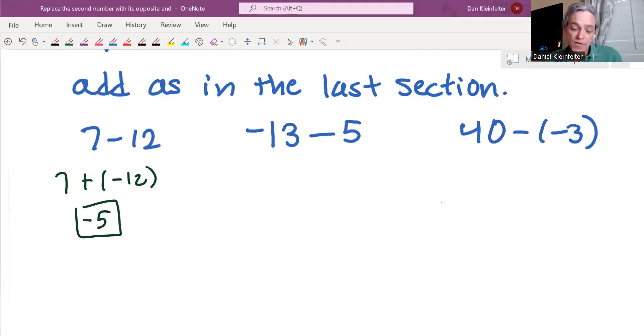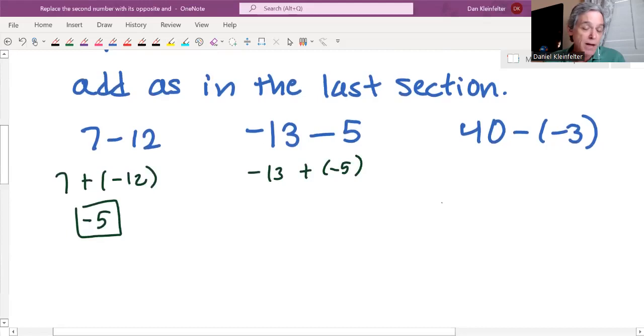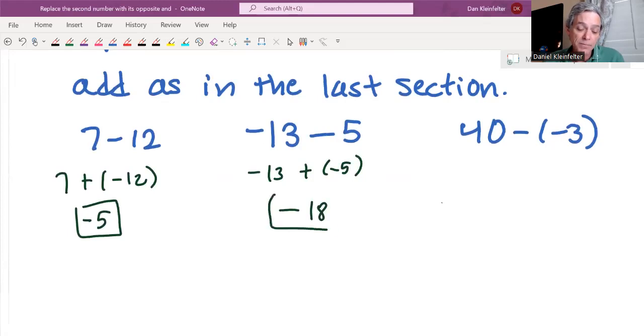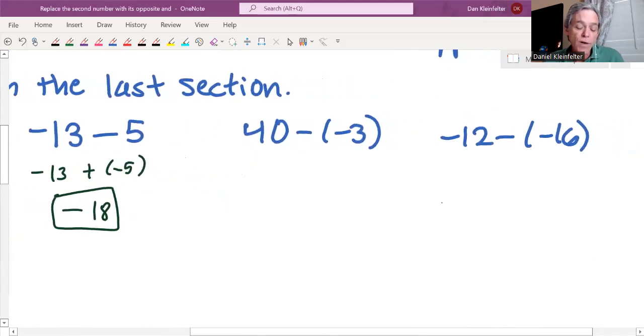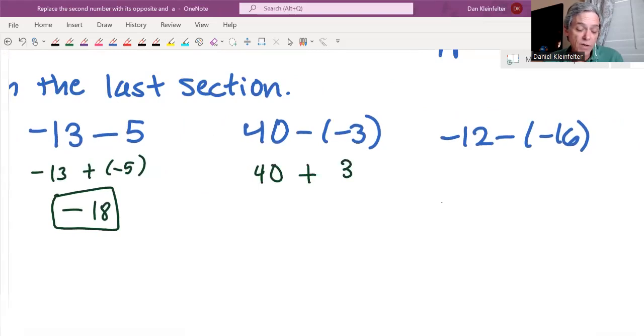Negative 13 minus 5, that's the same as negative 13 plus negative 5. Again, we're adding the opposite. Now we're adding together two numbers that are both negative. We'll get a negative sum, and it's negative 18. Okay. Next up, we have 40 minus negative 3. That is the same as 40 plus the opposite of negative 3, which is 3. We get 43.